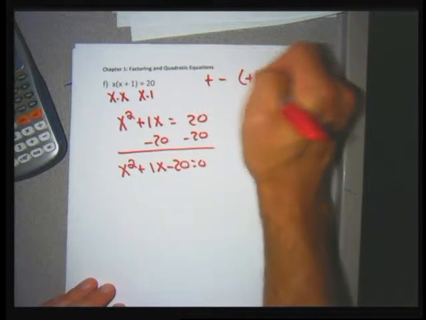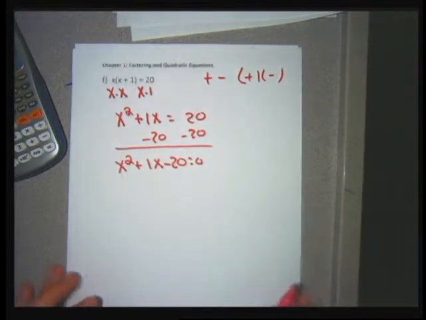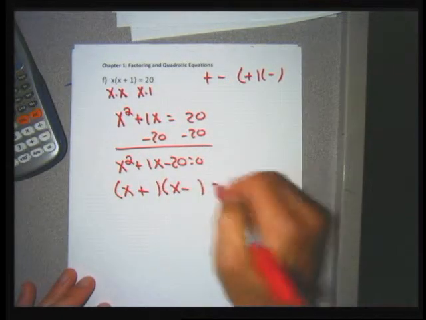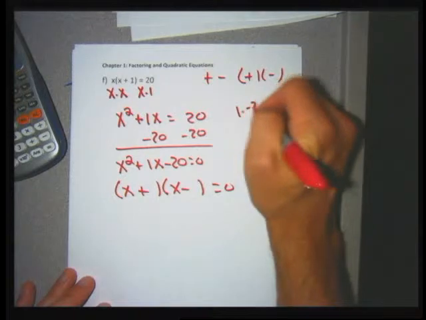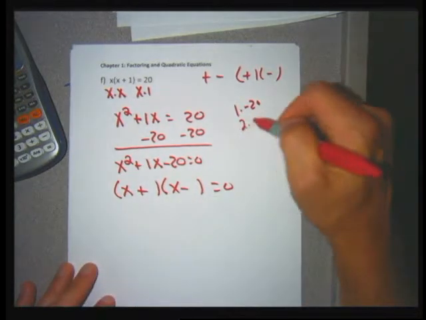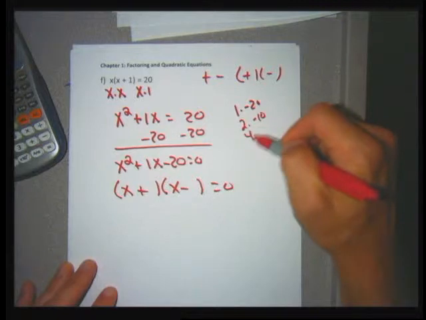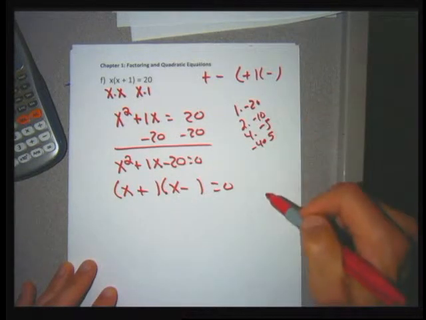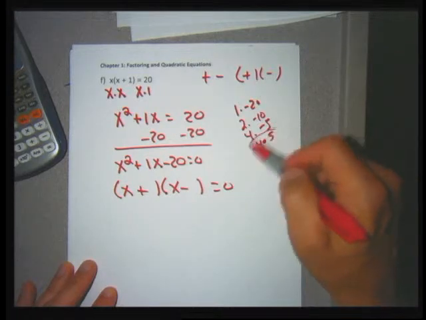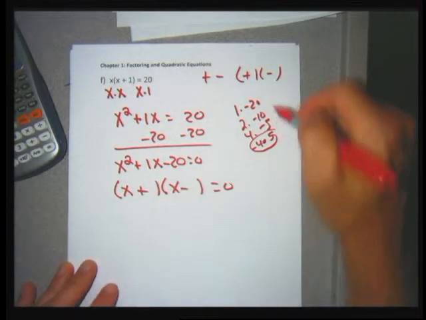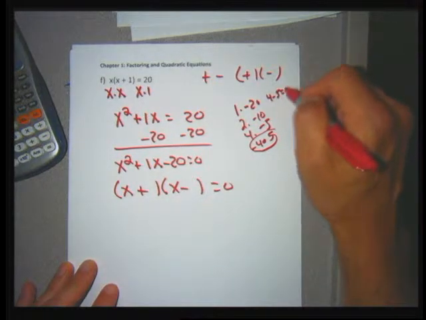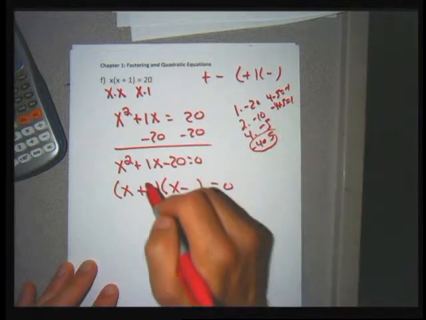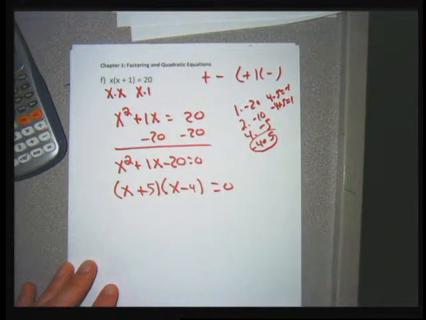And when my factors are plus and minus, my parentheses are plus and minus. So I get an x plus and an x minus. And for the 20, the 1 and minus 20 is hopeless. The 2 and minus 10 is no good. It's either a 4 and minus 5 or a minus 4 and positive 5. I think a minus 4 and positive 5 is what I need to get a positive 1, because the 4 minus 5 is a negative 1, but the negative 4 plus 5 is a positive 1. So I need a plus 5 and a minus 4.